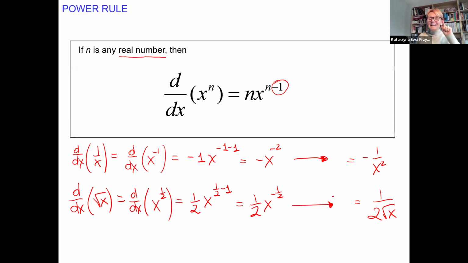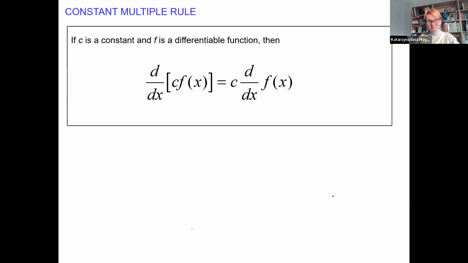And if I do not specify that you have to use the limit definition, you can use the quick shortcut. But I still want you to understand what the derivative is, because we focus on the calculation and then we forget. It's the slope. Okay, let's see what else.